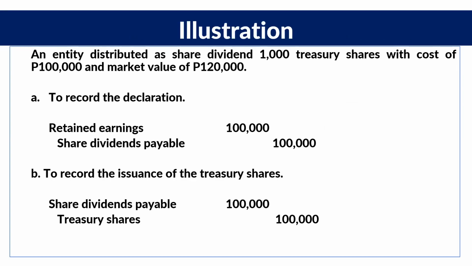So we have here an illustration. An entity distributed a share dividend of 1,000 treasury shares with a cost of 100,000 and a market value of 120. So the amount debited to retained earnings is 100,000. We credit share dividends payable, and then when it will be distributed, just debit share dividends payable and credit treasury shares.